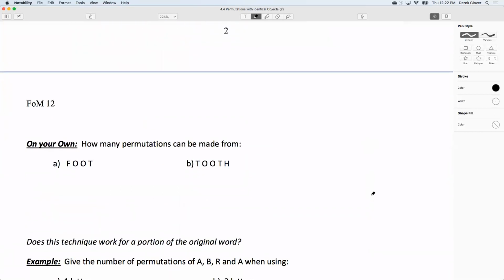All right, how many permutations can be made from the following? I guess we're going to do tooth again. So foot, there's 4 letters, so n equals 4. But there's 2 O's, so r equals 2. Number of permutations is going to be 4 factorial over 2 factorial, which is going to work out to 12.